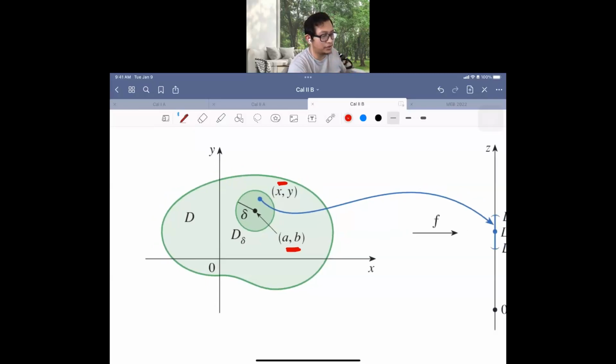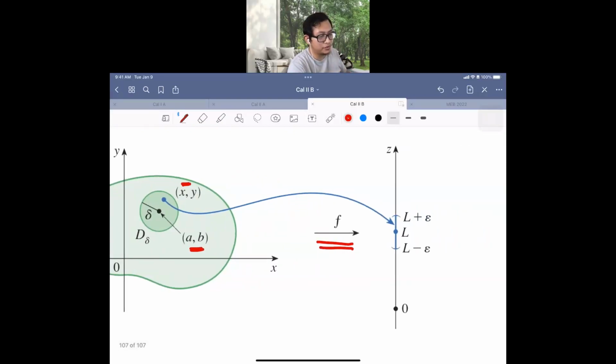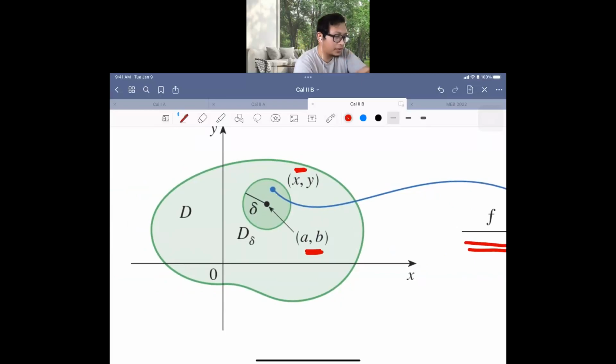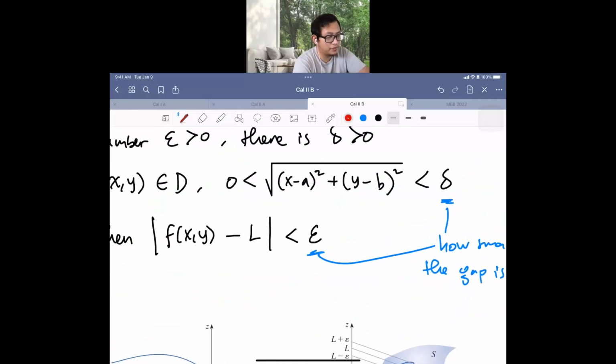Now if we translate this with a function f, it will go through our number L, and of course nearby that L we have some L with epsilon, with the distance epsilon. So now the delta is the radius of the circle, and this radius can be observed with the distance.